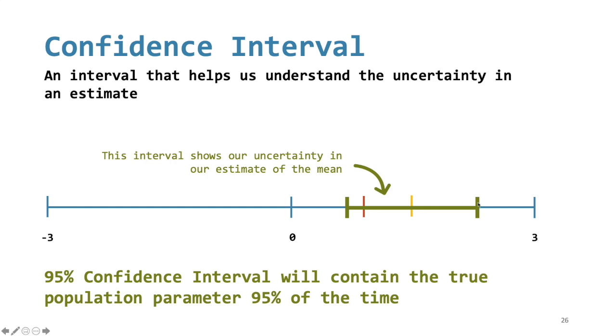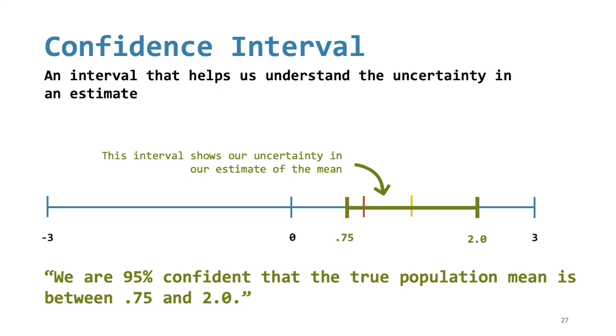So this green area is the interval that shows the uncertainty in our estimate. We're saying this is our best guess right here, our mean, but we know it's just an estimate. So we're 95% confident that the true value is somewhere between here and here. The way to interpret that, so I put values on here, is that we are 95% confident that the true population mean is between 0.75 and 2.0.